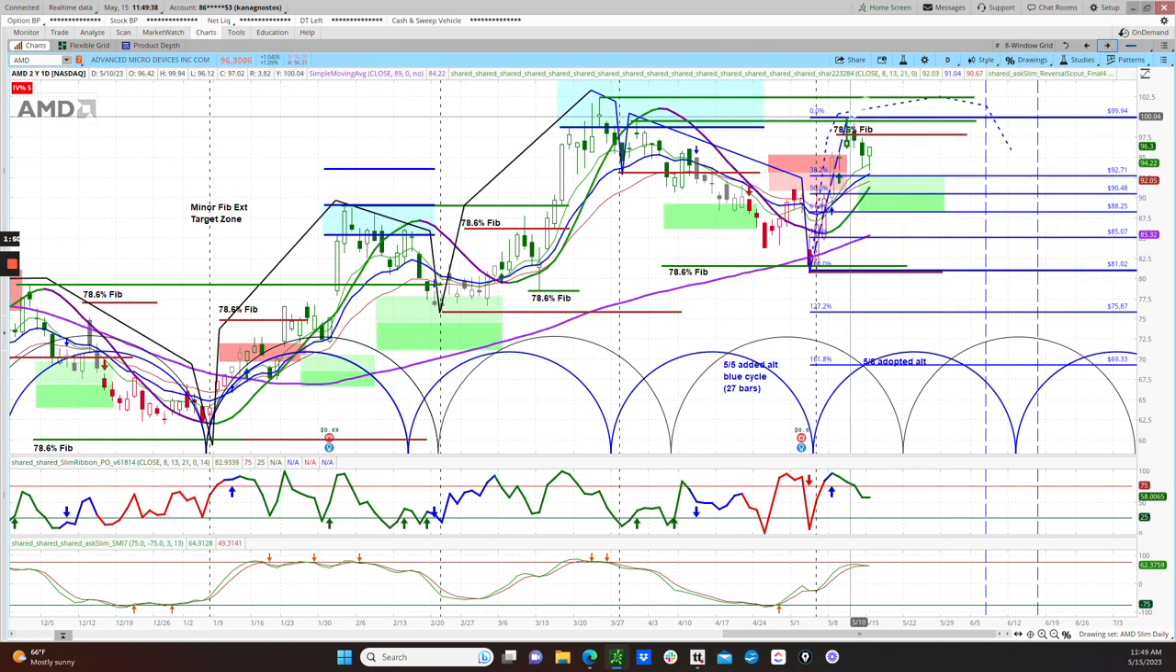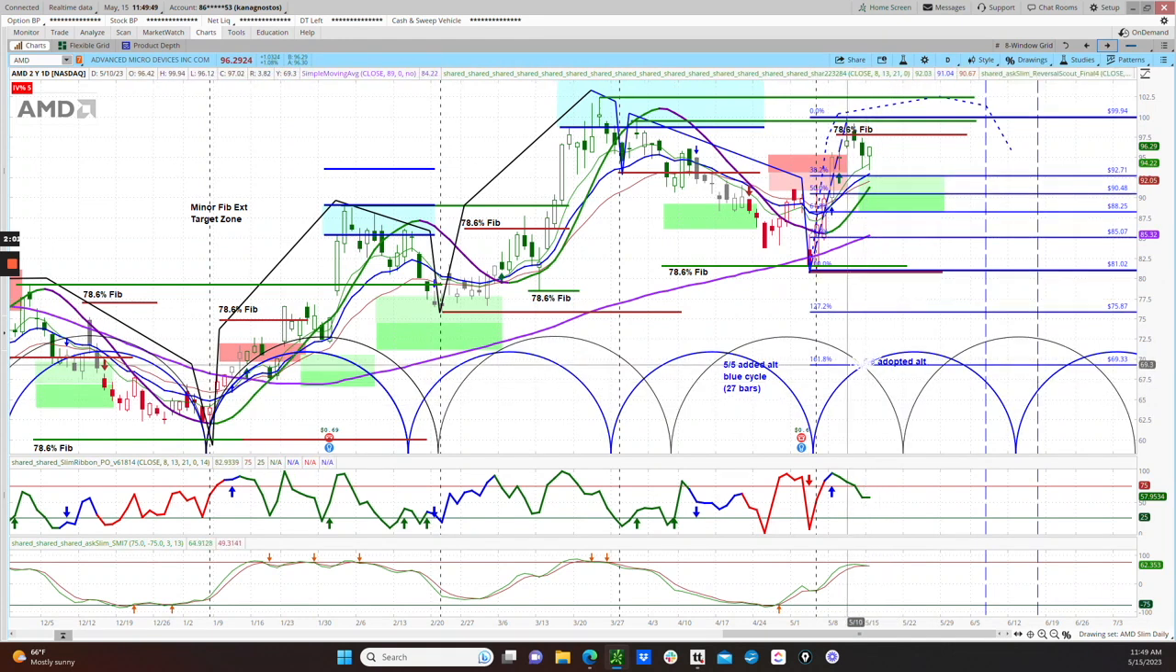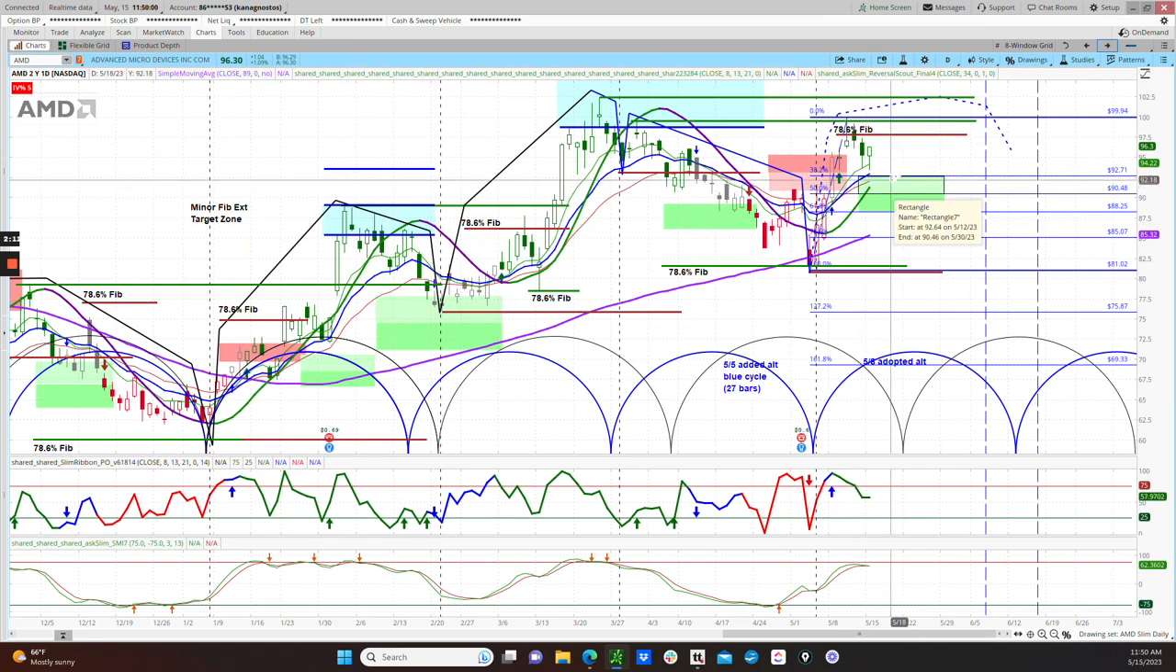We tagged this prior cycle peak right here and are now retracing down towards that support zone. This retracement is roughly corresponding with the declining phase of this out of phase cycle. So what this looks like is a potential bull flag forming. We would expect this support zone to hold and then turn up again, targeting that 102 level up here. Now the support zone runs from 92.71 on the top to 88.25 on the bottom, and the next daily cycle timing window runs from June 7th to June 15th.